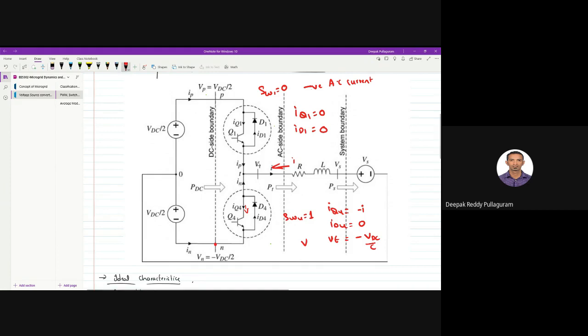Wonderful. Now let's do it the other way. SW1 is 1 and SW4 is 0. In this case, tell me, ID1 on state. ID1 is equal to I1 or minus I1? I itself, sir, no minus. Read it again, see what is the direction of I?